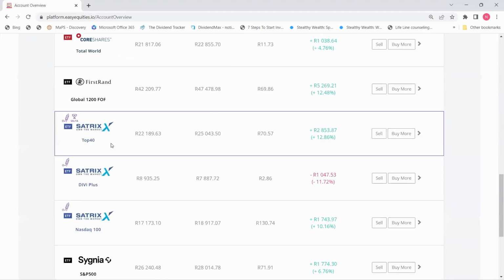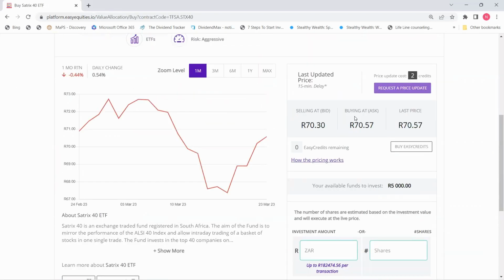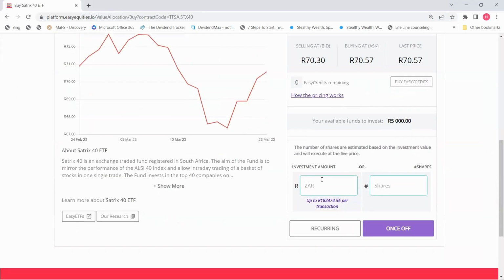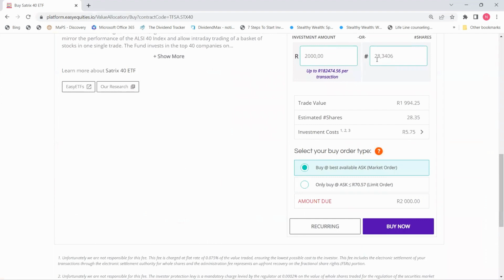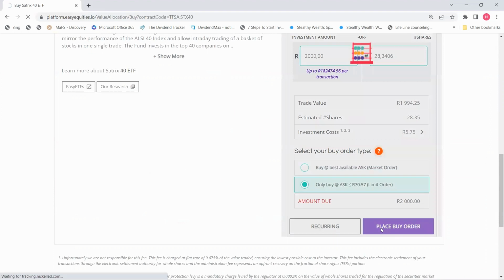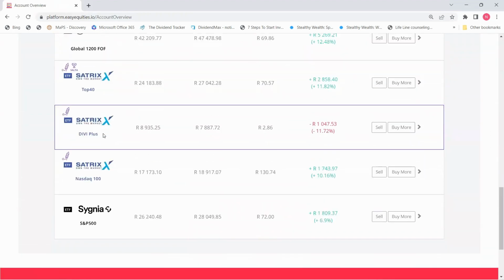Next, I am buying Satrix 40. That is a basket of South Africa's 40 largest companies. Purchase value, which is the amount of money that I've invested so far in this ETF, is 22,189. Current value is 25,043, which is a profit of 12.86%. Buy more. The buying price is 70 Rand and 57 cents. I'm going to buy 2,000 Rands worth, which is also going to give me about 28.3 ETFs, only buy at ask, place, buy, order.